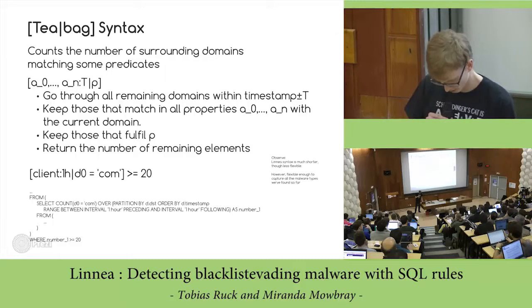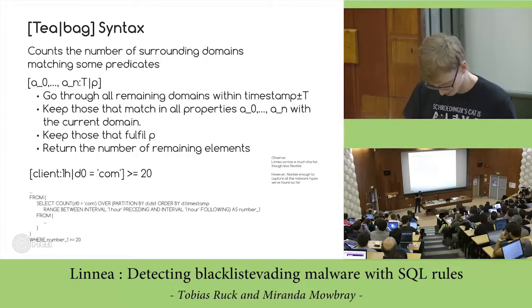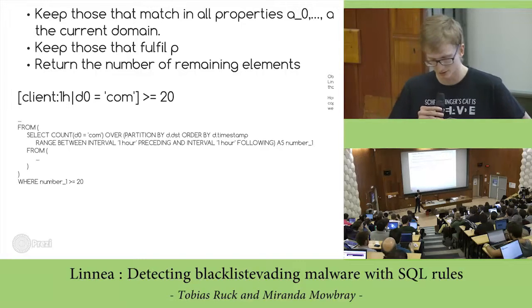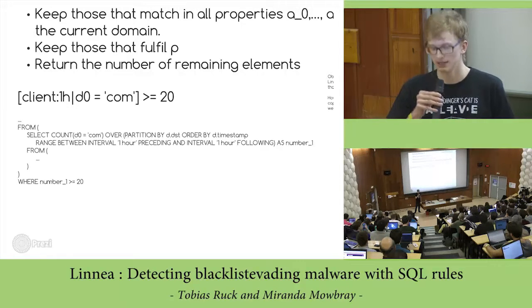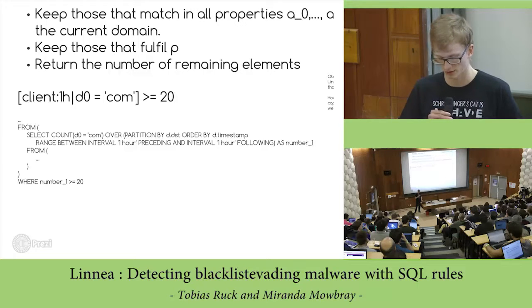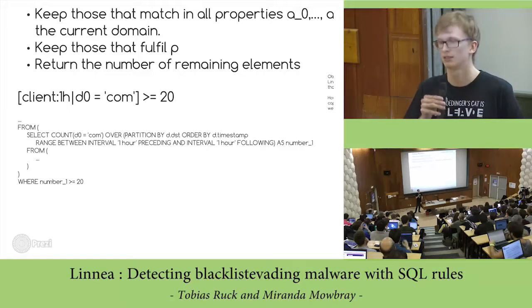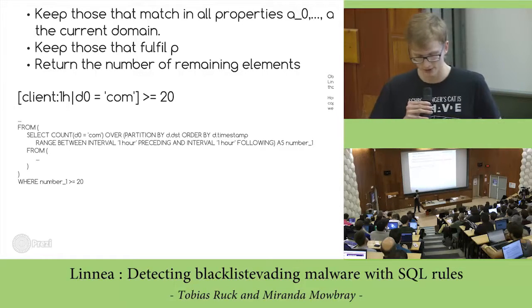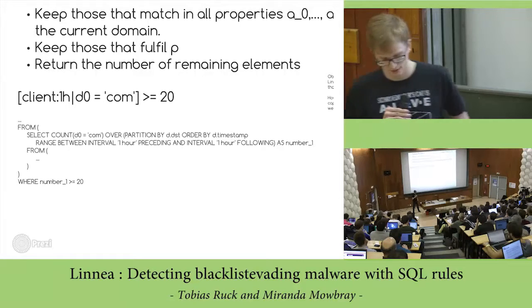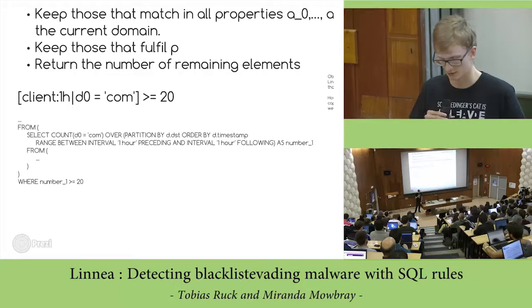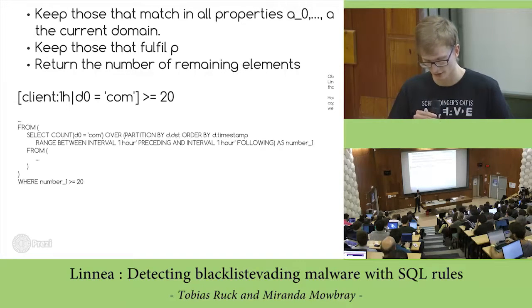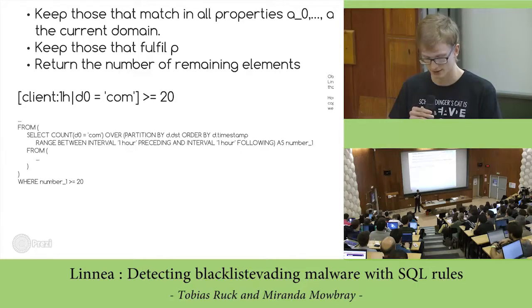As an example, this syntax here says that there should be at least 20 domains within 1 hour forward and preceding per client that have the suffix .com. So if we compile this to SQL, you can see that it's a lot more complicated. And yeah, you can look up the specification of the count over syntax, but it's essentially exactly the same thing.